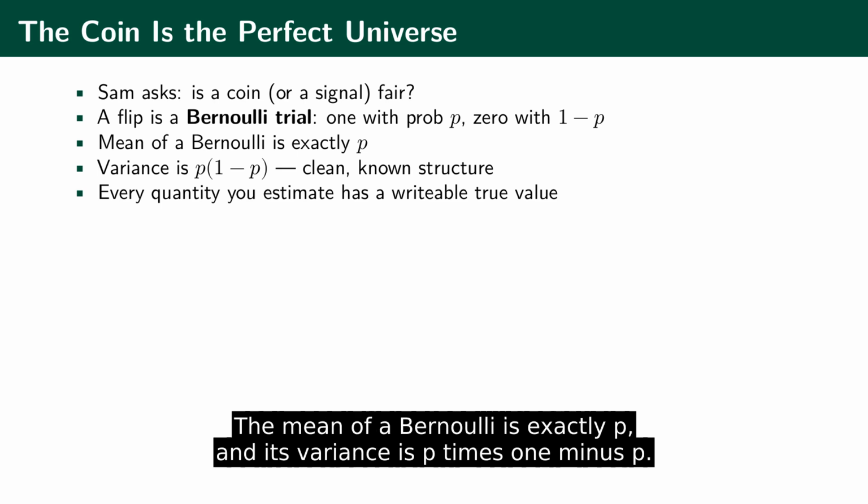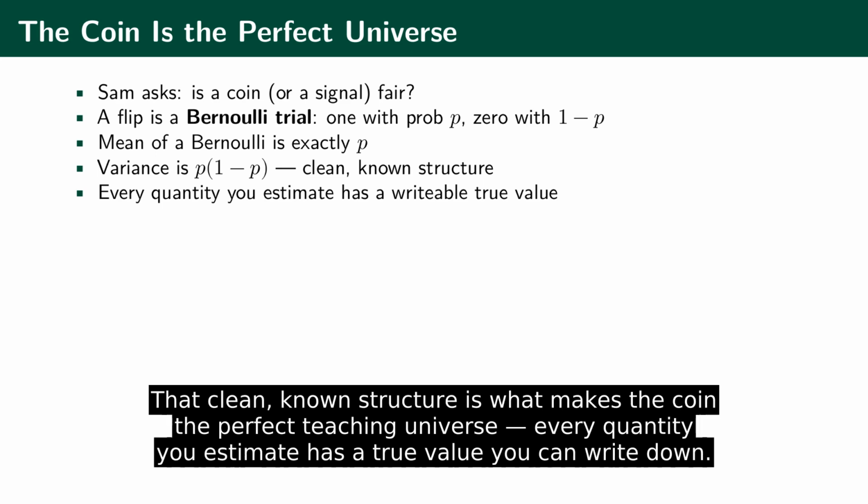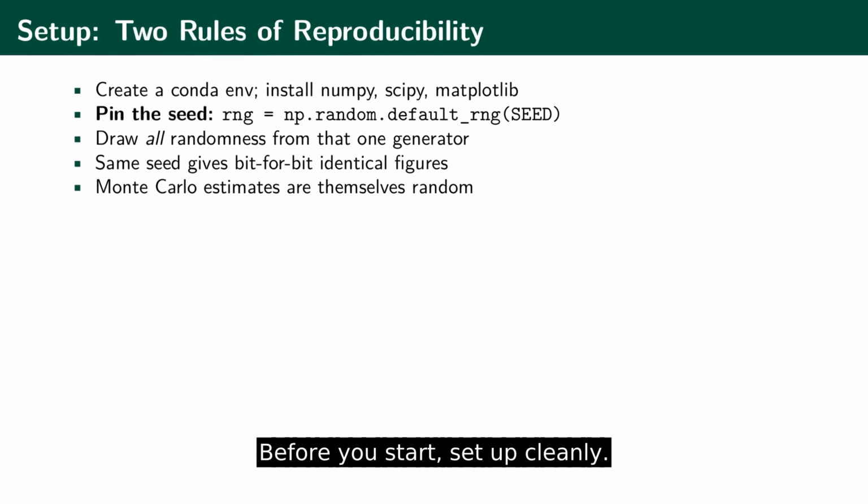The mean of a Bernoulli is exactly p, and its variance is p times 1 minus p. That clean known structure is what makes the coin the perfect teaching universe. Every quantity you estimate has a true value you can write down. Before you start, set up cleanly.